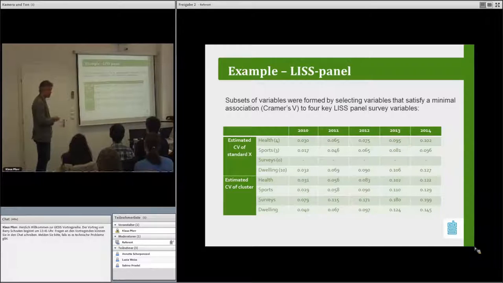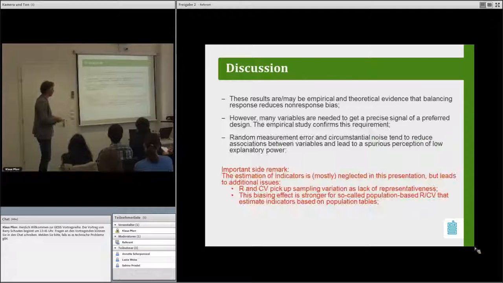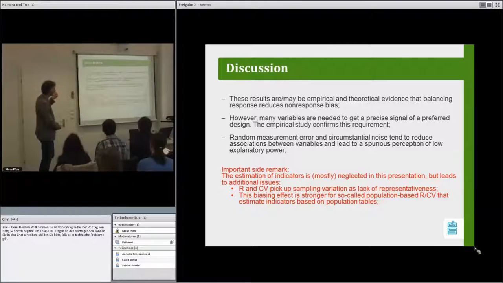So then the discussion. I personally believe, but that's debatable, that there is actually empirical and theoretical evidence that it helps. Maybe it's not overwhelming, but there is some evidence. But there is a side remark to that. Only if you have a lot of variables and a lot of data sets will you actually be able to see it, because it's very subtle. And in most data studies, we don't have that many variables or that many data sets, and you will probably not see it. So it's there, but it's not very strong.